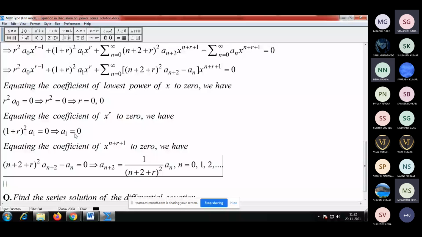So it means the solution will be, first y1 will be y at r equal to 0, and y2 will be del y by del r at r equal to 0. Alright, so is it okay?